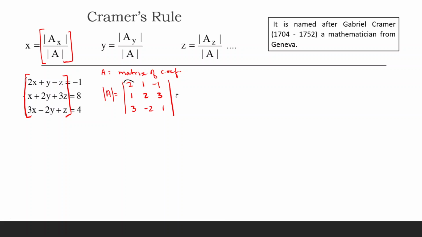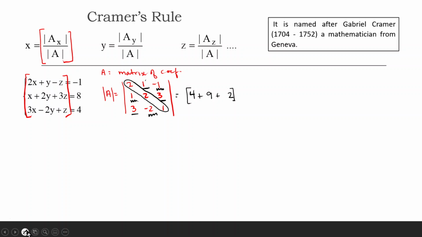So the first diagonal is this 2, 2, 1. So 2 times 2 times 1 is 4. Then I'm going to take the next diagonal, which would be 1, 3, and then it wraps around. So 1 times 3 is 9. And then the last one starts here with the negative 1 and wraps around. So I have negative 1 times negative 2, so that's 2, and I add these together.